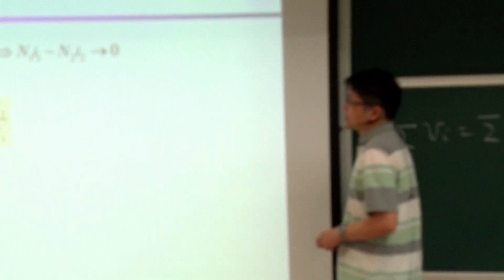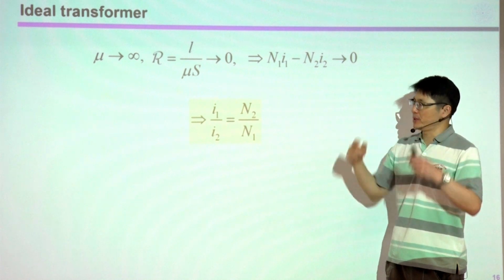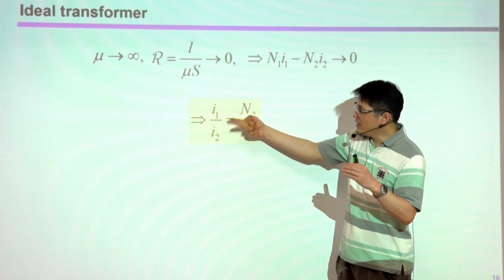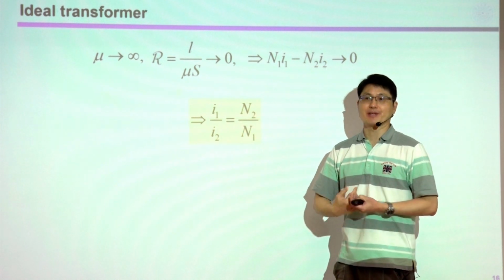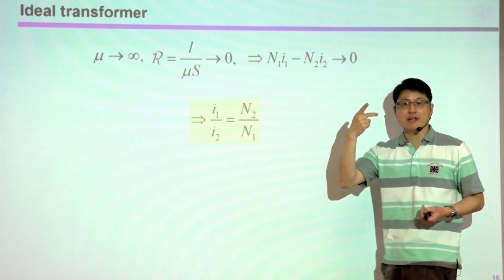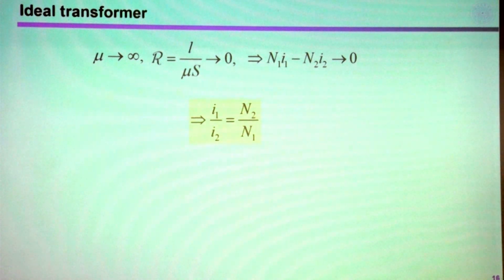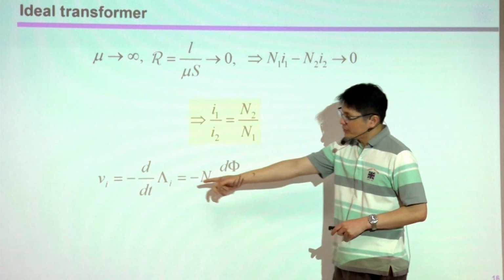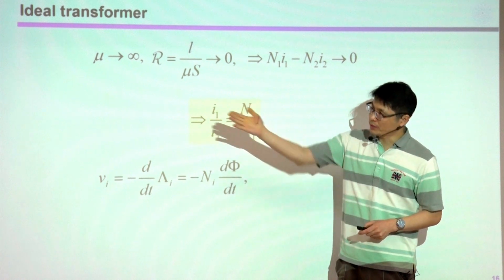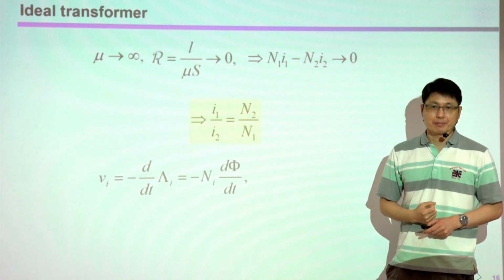Okay? So since N1 times I1 is equal to N2 times I2, this is what you remembered. The currents on the two coils are inversely proportional to the winding number. Right? The I1 to I2 ratio is N2 to N1, so it's inversely proportional to the winding number. What about voltage? Well, voltage for each coil is d phi dt, right? This is what Faraday taught us. And you multiply by the winding number.